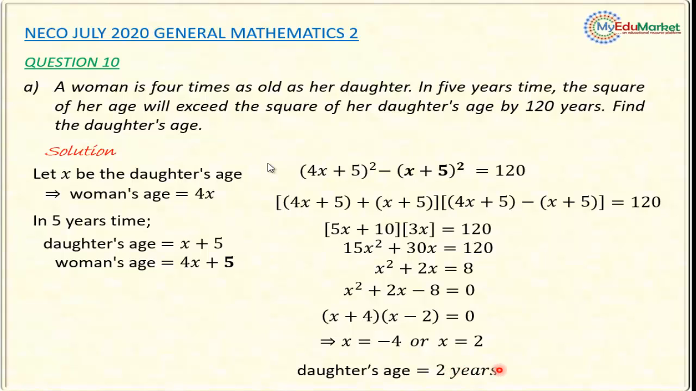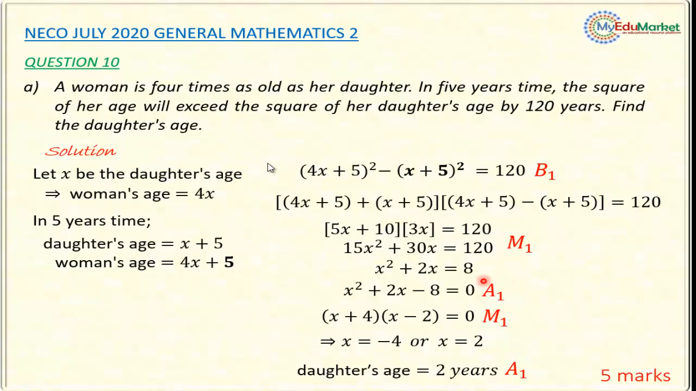Next, I will just show you the mark distribution for this question according to the official Neco marking scheme. And the very first mark is bonus 1 mark. And that bonus 1 mark is for forming the correct equation that relates the square of the age of the mother in 5 years' time and the square of the age of the daughter in 5 years' time. So that correct equation gives you bonus 1 mark. Next mark is for simplifying that equation in an attempt to get your x.